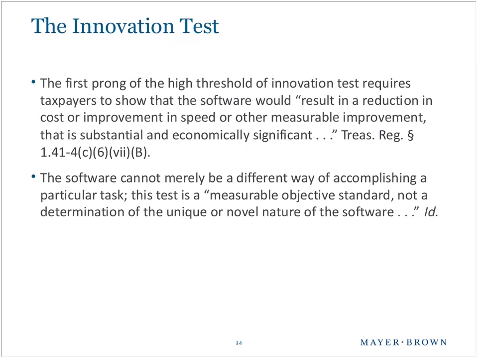The first prong of the test is this innovation test, and it requires that the taxpayer show the software would result in a reduction in cost or improvement in speed or other measurable improvement that is substantial and economically significant. Now, you'll notice by the language itself, it's not asking taxpayers to show that their new software is unique or novel or innovative in the sense that it's a new type of software that accomplishes a particular task in a new way. It's rather asking for measurable objective standards that show reduction in costs by numbers of dollars, or an improvement in capacity, or improvement in speed. So it's really asking for more objective measurables here.